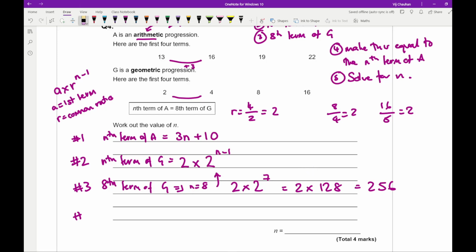So then the 4th step is we then need to make this equal to the nth term we've got in A. So that means that 3n plus 10 equals 256. Then we need to solve this for n. So here I've got 3n equals, and then take away the 10 gives me 246. And then n equals 246 divided by 3, in which you can use the bus stop method or you can work it out yourself, but it gives us an n value of 82.